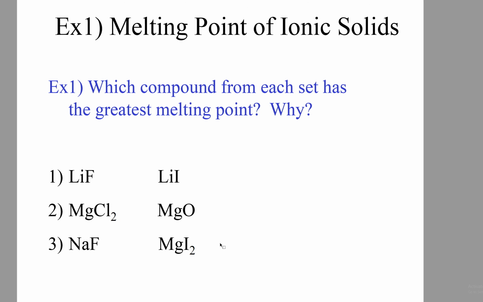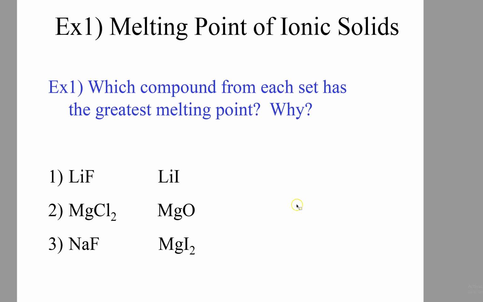Alright, here's a classic example of melting points of ionic solids. The question is, which compound from each set has the greatest melting point and why? If I were to ask you between LiF and LiI, why would LiF have a greater melting point than LiI? The big question is why, and how do we go about explaining that?